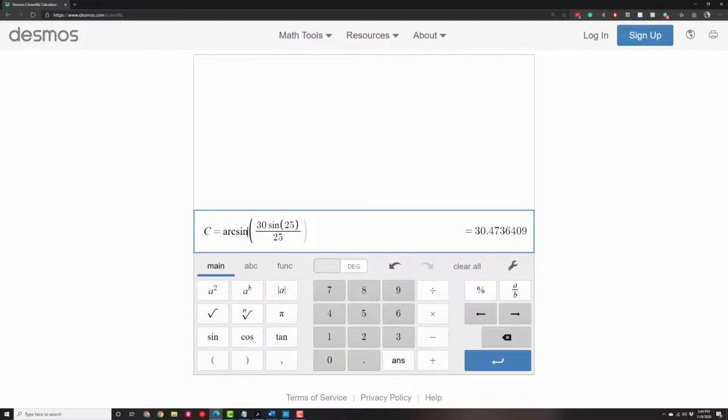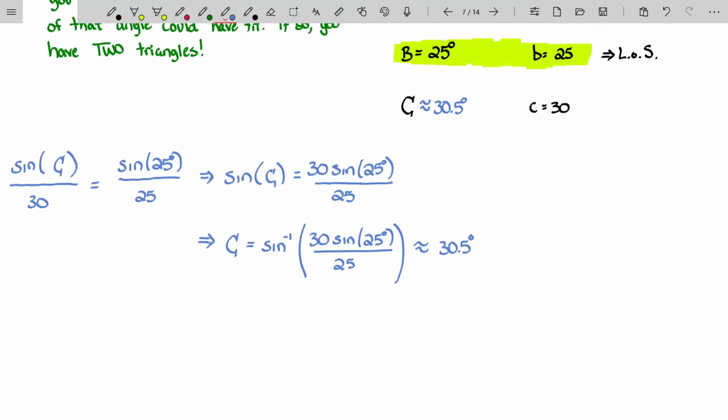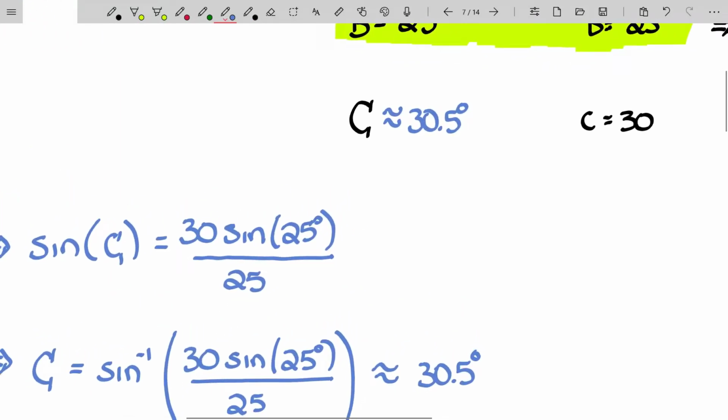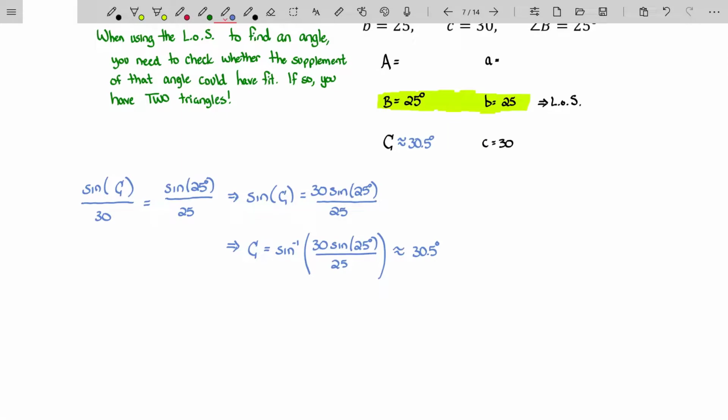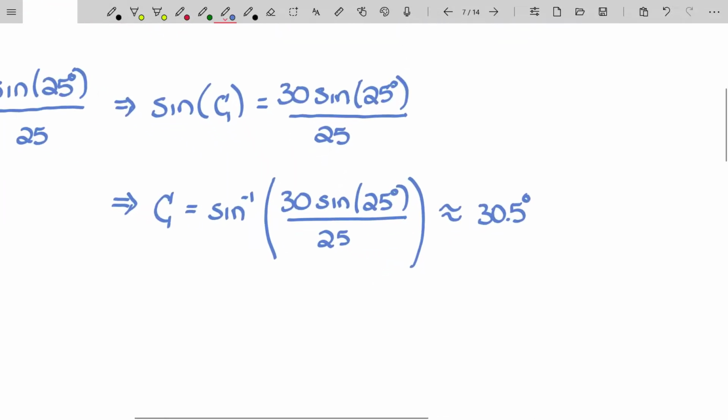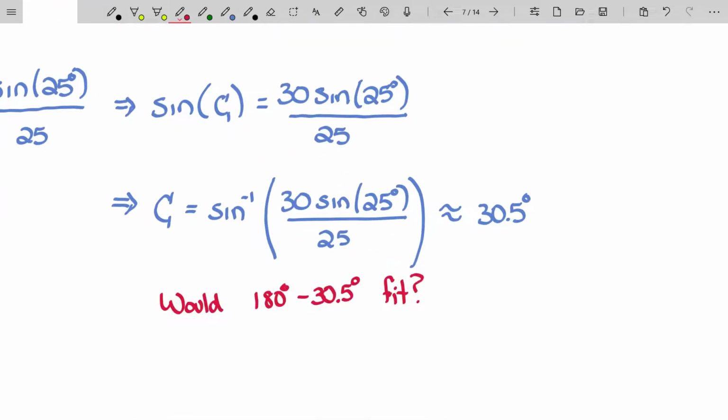Now notice also that I saved this as C here. The reason I did that is so that I can use that in future computations. So I fill in that information, 30.5 degrees is what we just found. And the question is, before I go any further, would the supplement of that angle have fit? That is, would 180 degrees minus 30.5 have also fit?